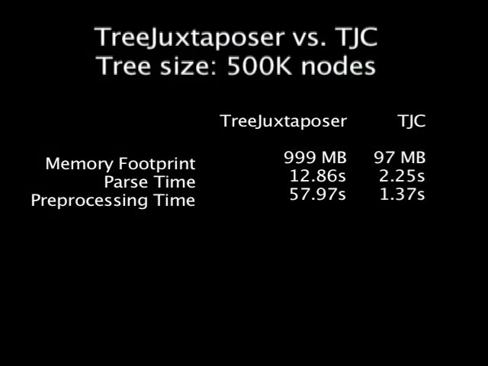We now show TJC running on the same dataset. A much larger portion of the tree can be seen, giving the user a better global context while interacting with the tree. As shown here, our system requires an order of magnitude less memory than Tree Juxtaposer, and a pre-processing time which is faster by 1.5 orders of magnitude.